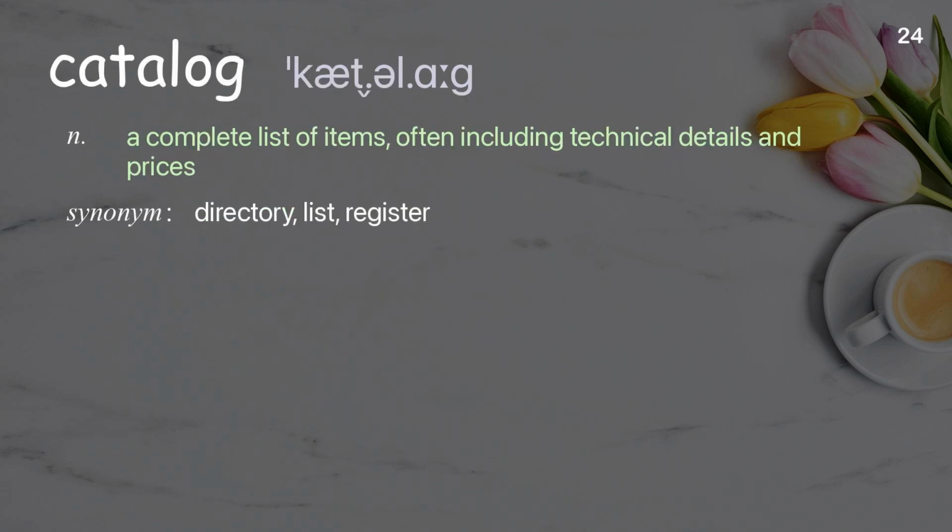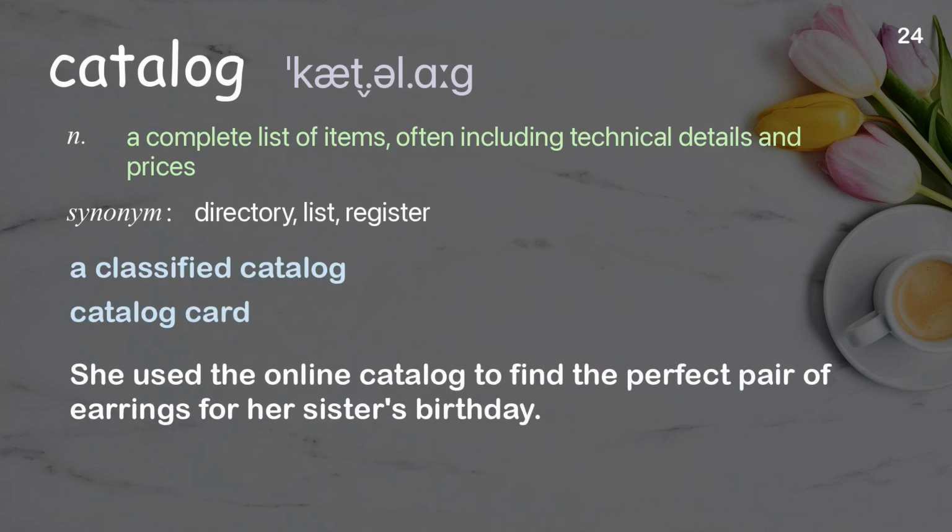Catalogue. A complete list of items, often including technical details and prices. Examples: A classified catalog. Catalog card. She used the online catalog to find the perfect pair of earrings for her sister's birthday.